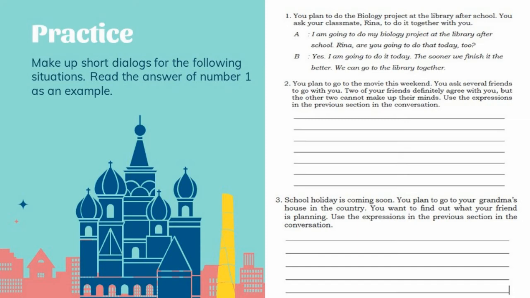Question number 2. You plan to go to the movie this weekend. You ask several friends to go with you. Two of your friends definitely agree with you, but the other two cannot make up their minds. Use the expressions in the previous section in the conversation. And the third question. School holiday is coming soon. You plan to go to your grandma's house in the country. You want to find out what your friend is planning. Use the expressions in the previous section in the conversation.